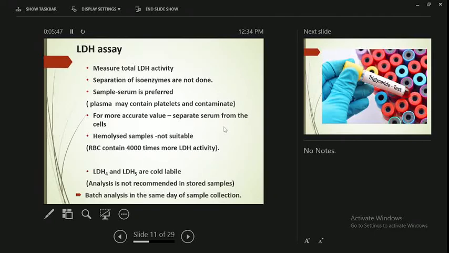And LDH4 and LDH5 are cold labile. So if you store the sample in the refrigerator before analysis, it can cause destruction of these isoenzymes and a false decrease of LDH values. So what is recommended is that you collect the sample and analysis should be done on the same day. That's why we usually recommend sending the sample, and we do it as a batch analysis on the recommended dates.